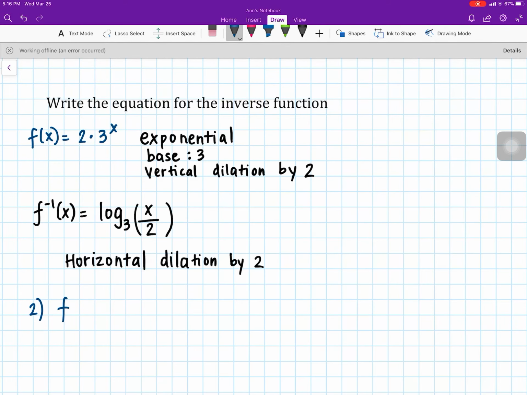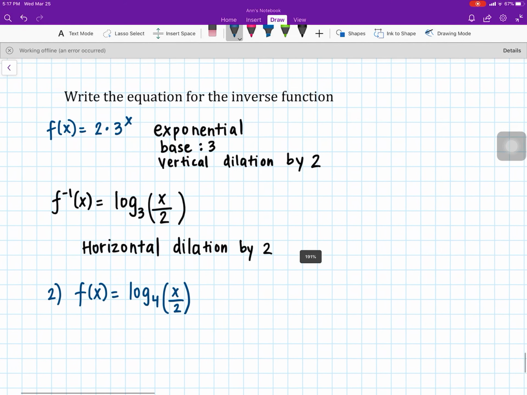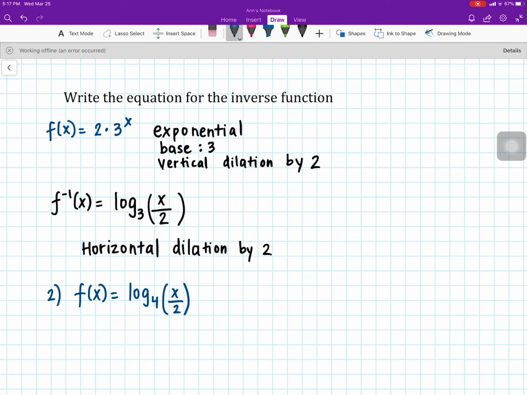So let's say we have f of x equals log base 4 of x over 2. So this is a log function. What is the inverse of a log function? It will be an exponential function. The same steps apply. You want to find your base. The base of this log function is 4. Look for the little number.